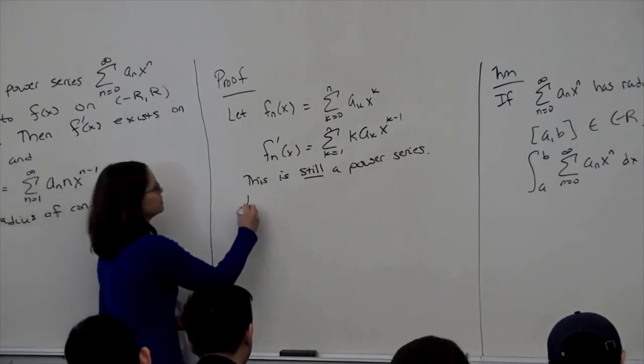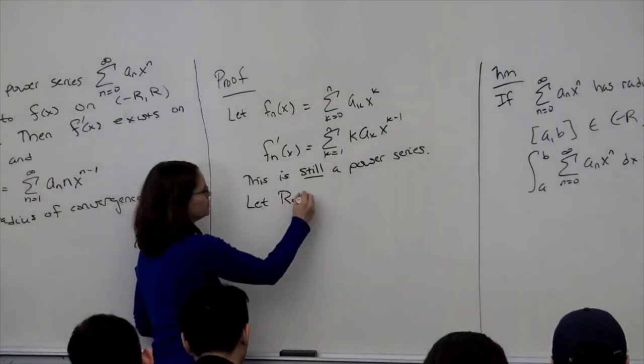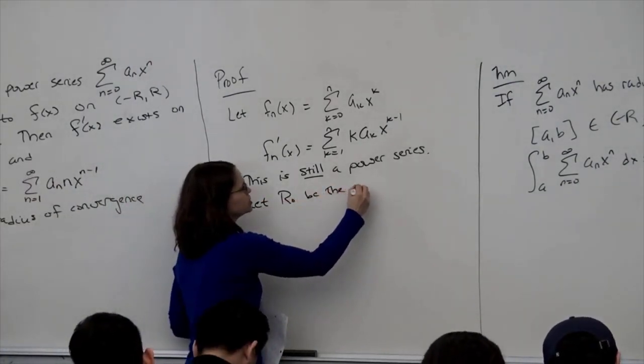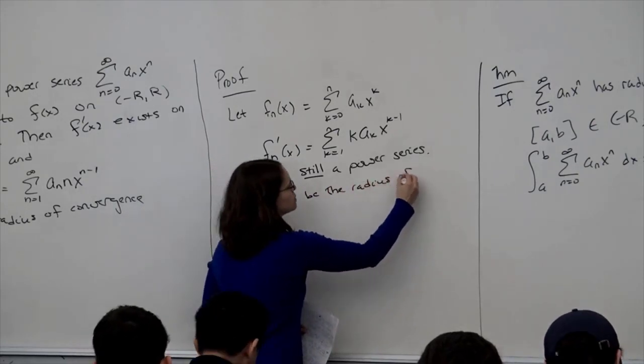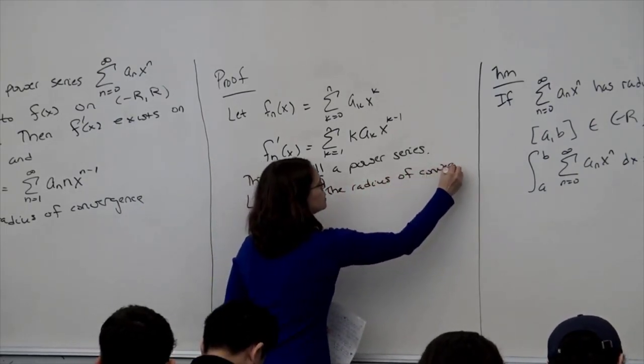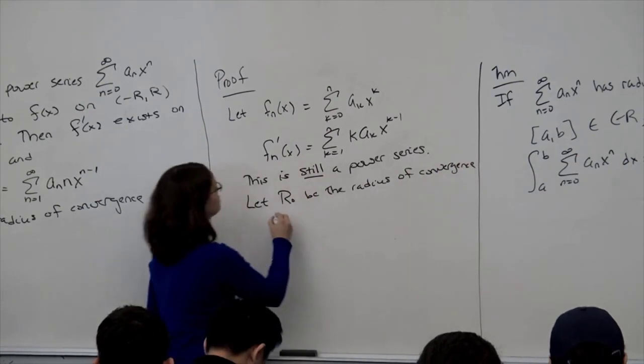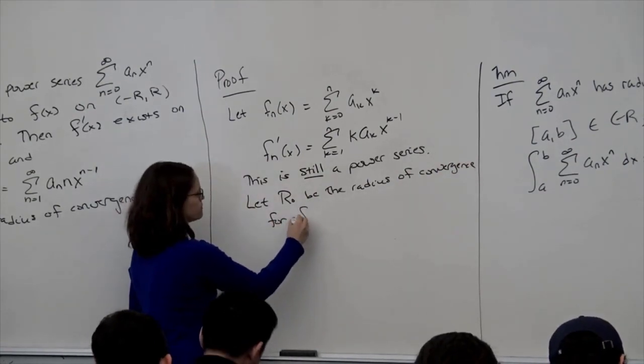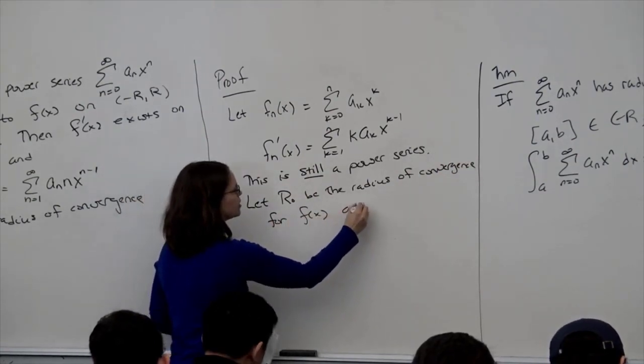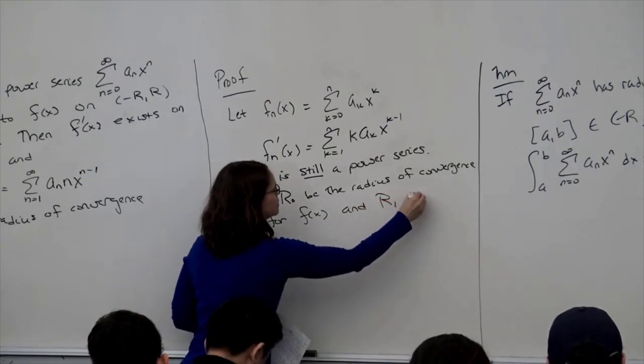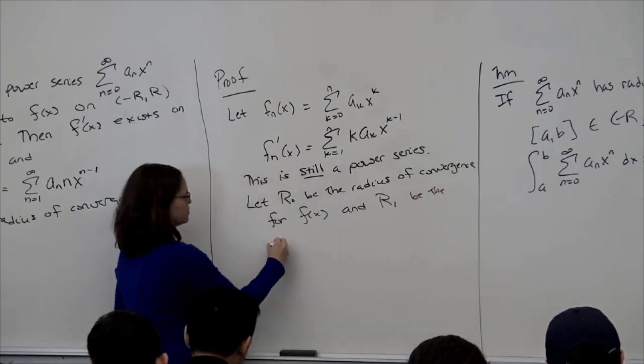So let's let R_0 be the radius of convergence for the original, and let's let R_1 be the radius of convergence for our derivative.